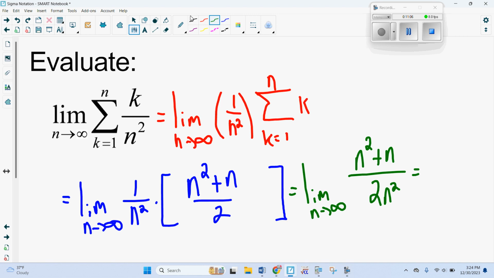Now, if you remember when we looked before break at limits as n goes to infinity, we really only looked at our leading coefficients, because we said as n gets really, really big, this plus n doesn't really matter, and we just look at these leading coefficients, and so we get an answer of 1/2.